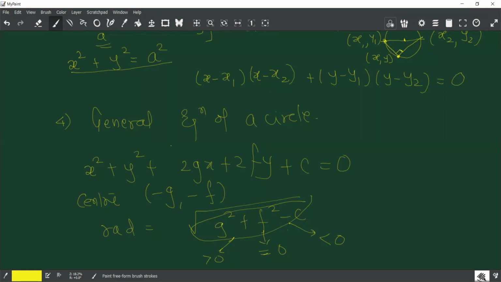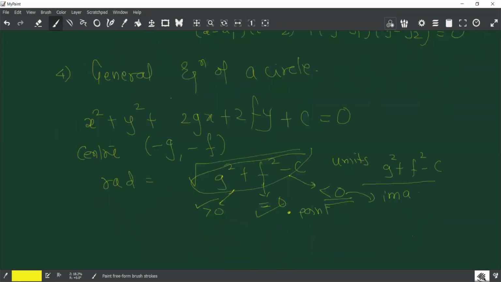Okay, coming back, the radius was the square root of g² + f² - c. If this g² + f² - c is positive, then it is a real circle. If it is equal to 0, it's a point circle. And if it is less than 0, the circle does not exist, it's an imaginary circle. Perfect, very good.